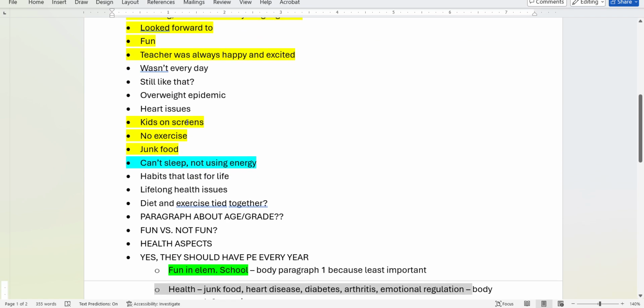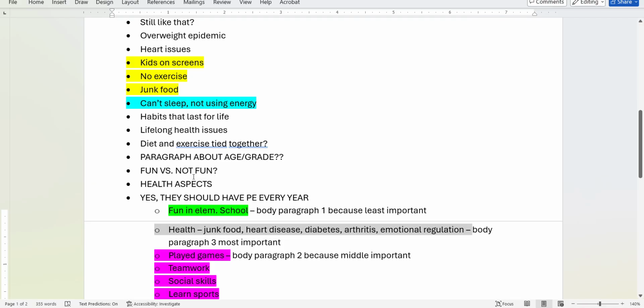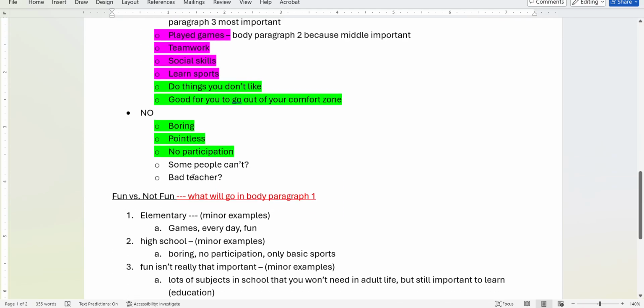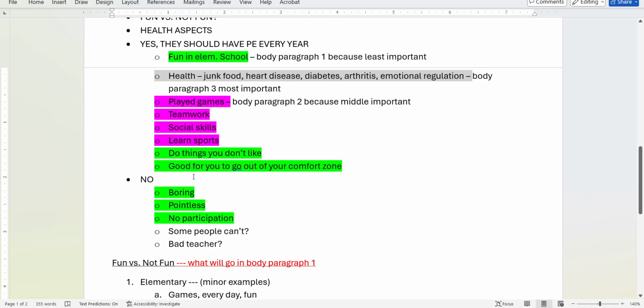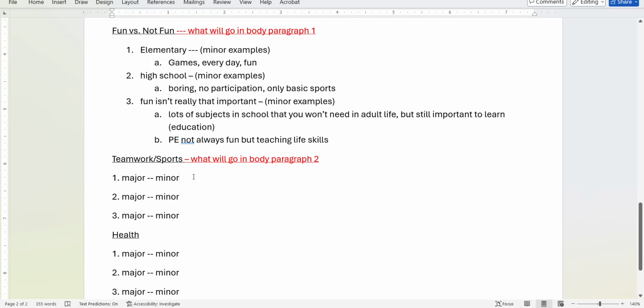Forward to kids on screens, no exercise. Was that all I had on that? Don't know that I want to do teamwork in sports. Actually, I'm going to change this.